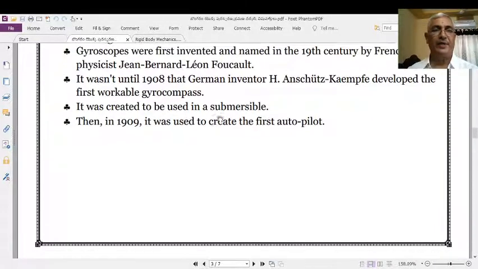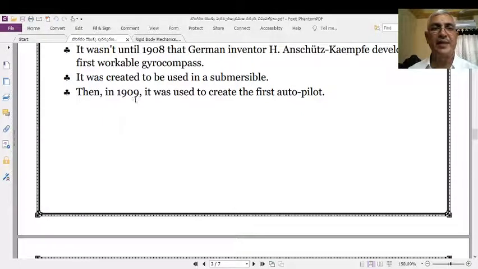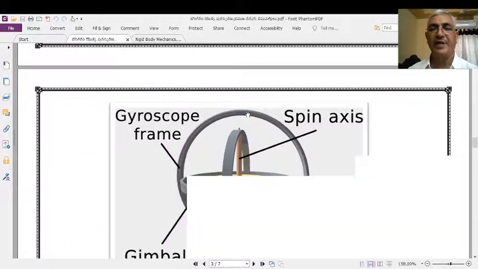It was created to use in submarines. Actually, it was created to use in the submarines. In the year 1909, it was used to create the first autopilot. It was used first in the autopilot in the year 1909. This is about the gyroscope.